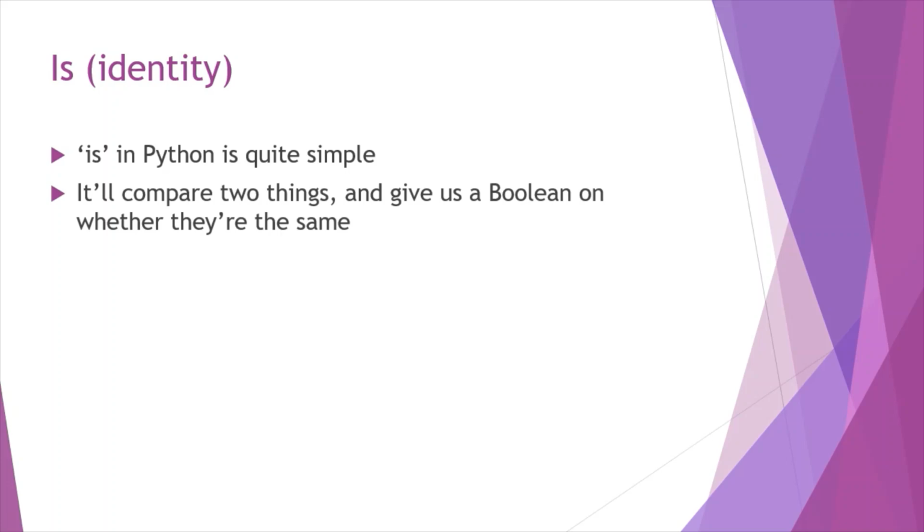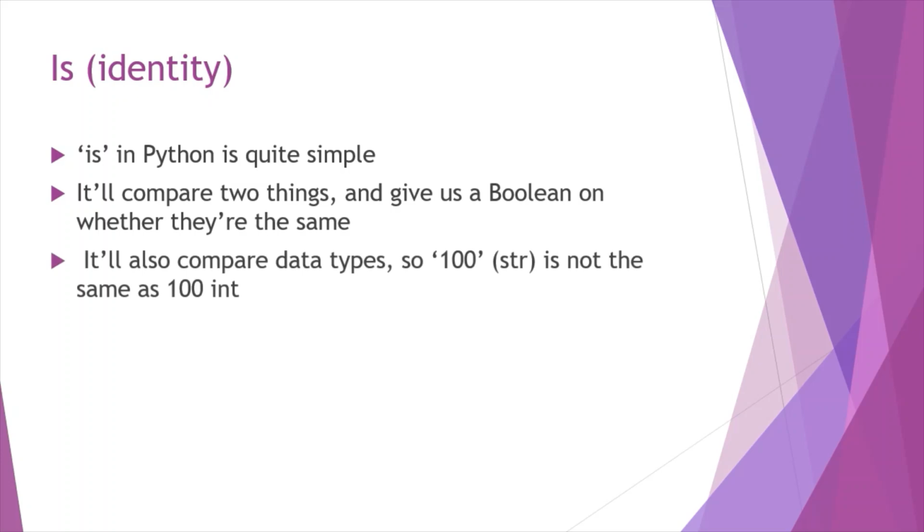So, a bit about identity, or "is", in Python. It's quite simple. It'll just compare two things and give us a Boolean on whether they're the same. So it's true or false. It'll also compare data types. So a string with the content 100 is not the same as the actual integer 100.